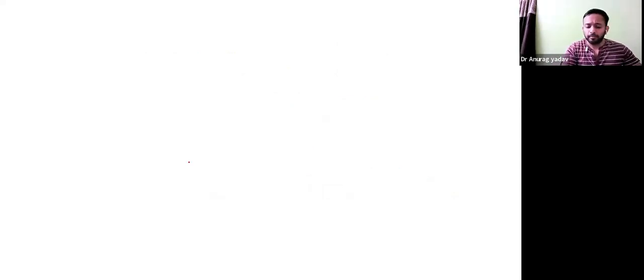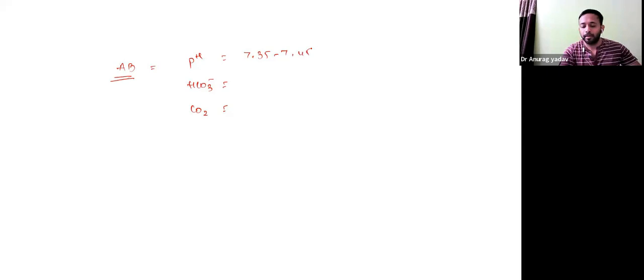Next, when we are discussing acid-base balance, we should know 3 important parameters and their normal values: pH, bicarbonate, and carbon dioxide. Because if you see any acid-base balance or arterial blood gas analysis reports, these 3 parameters are very important. What is the normal level of pH? 7.35 to 7.45 is the normal pH.